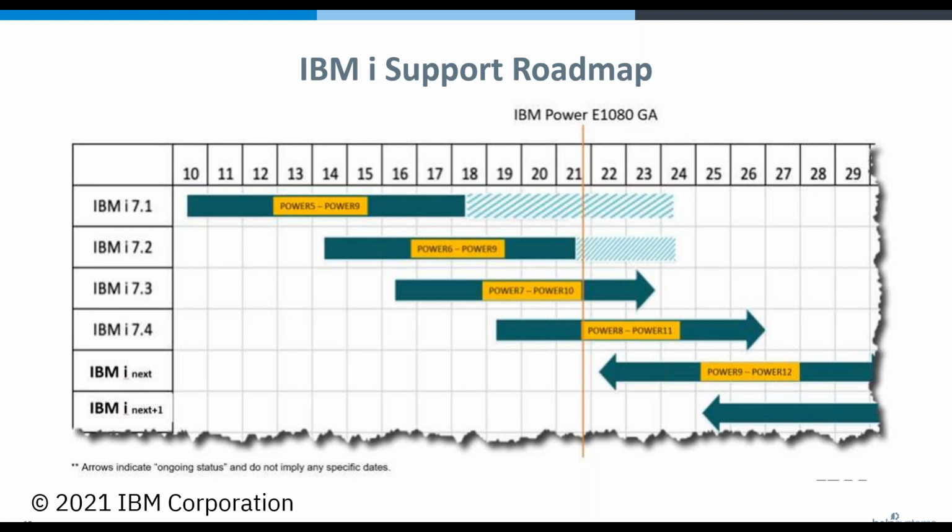And for each one of these operating system levels, we usually see a 10 to 11-year lifetime, and very similar for the hardware itself with the operating system, customers are on it often for 5 years and sometimes longer than that. It just depends upon the lease or whether it was a capital investment. But this is showing IBM i Next and IBM i Next Plus One.